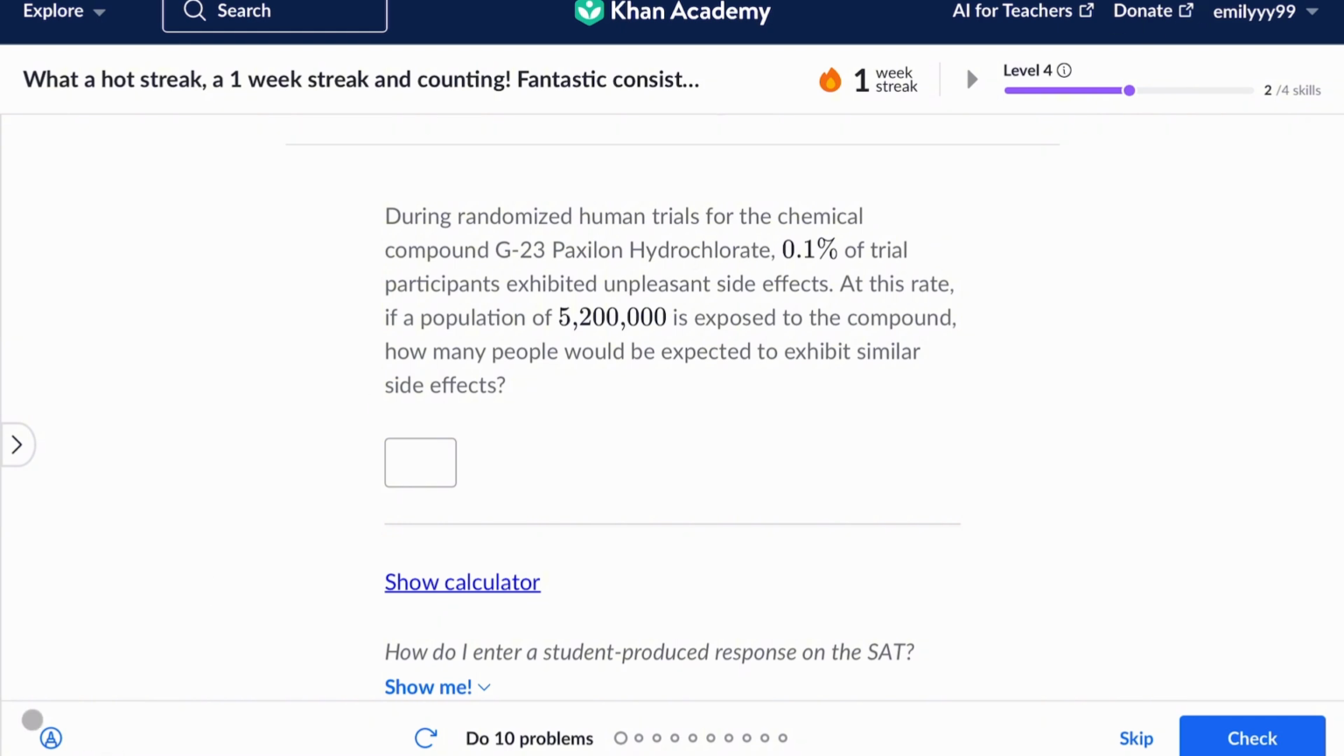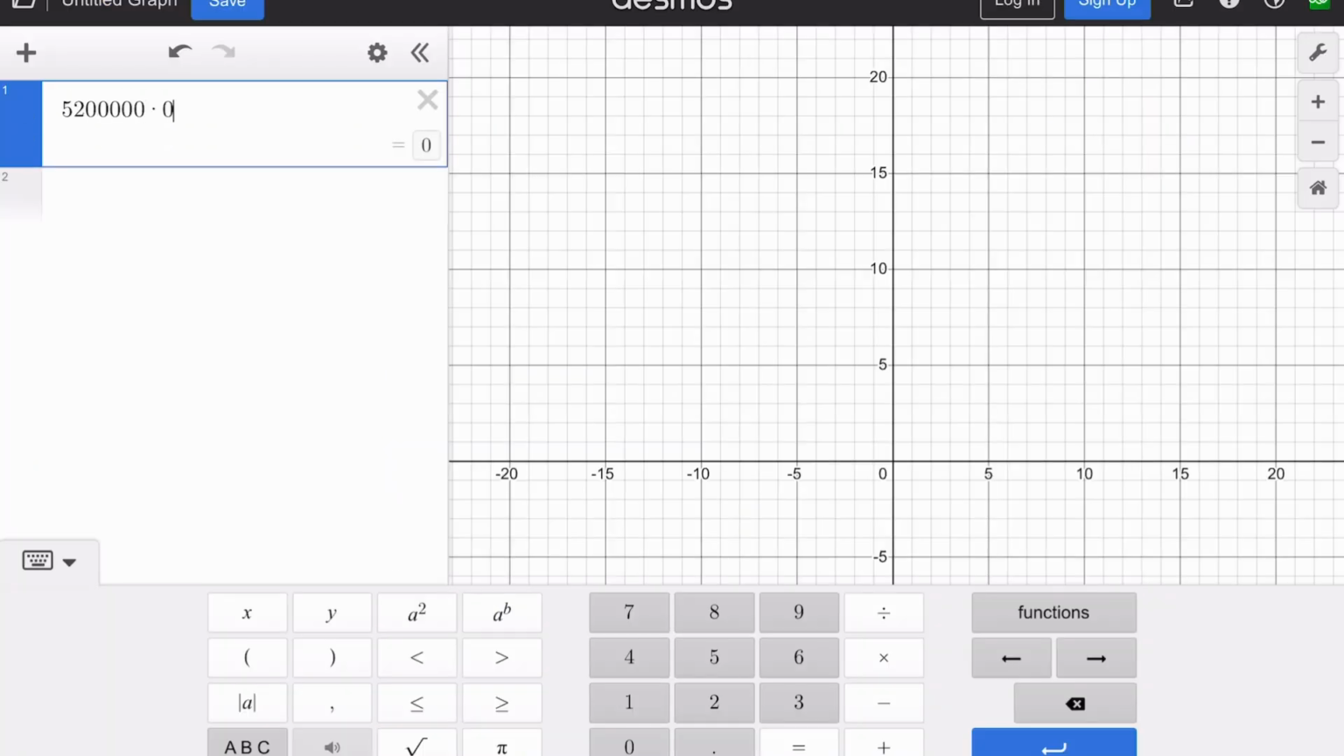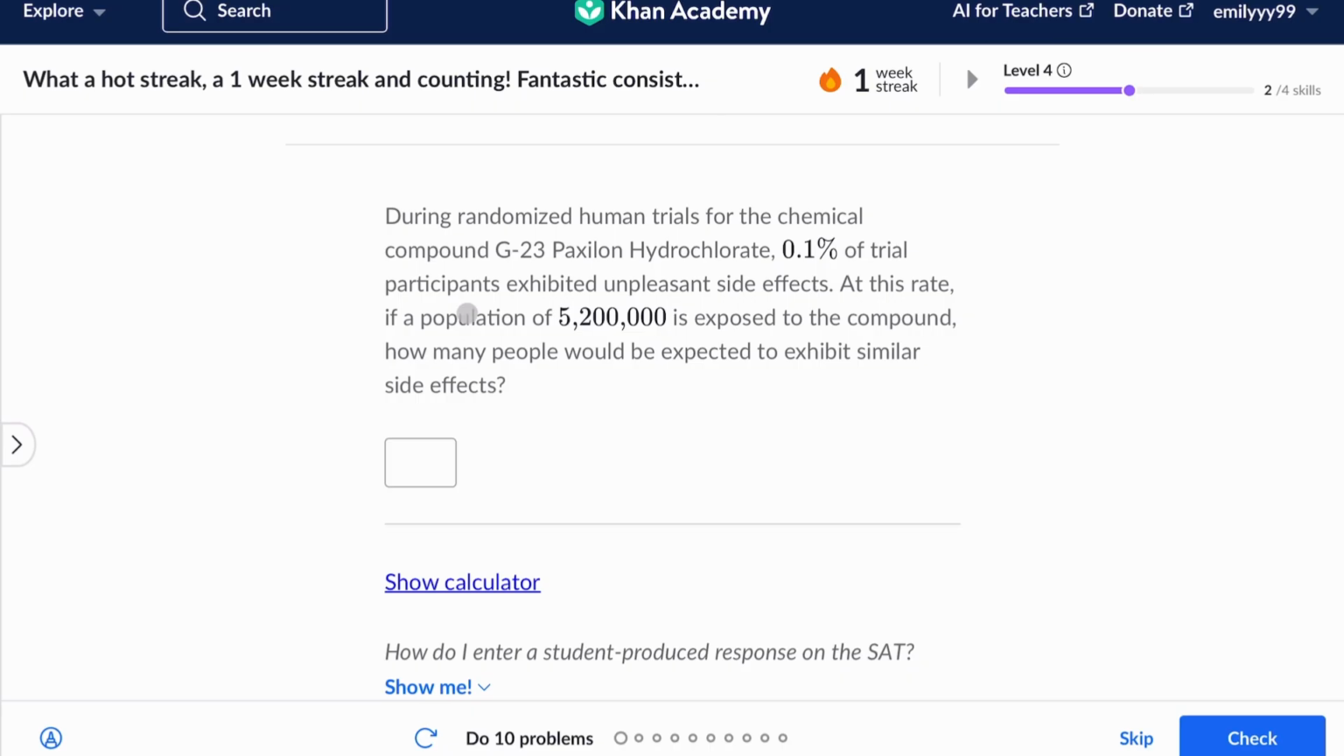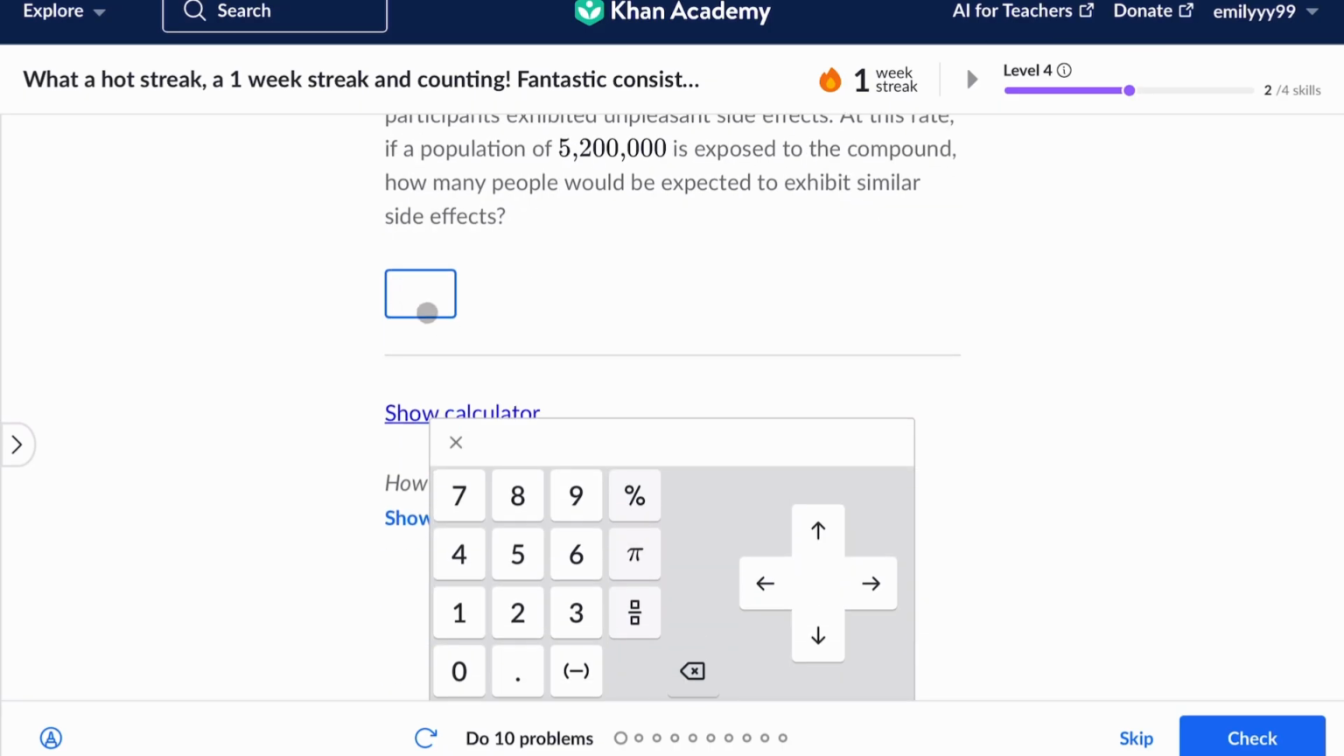Okay, so it's telling us that 0.1% of the trial exhibited that side effect. And they're telling us that 5,200,000 is at that trial. So then we just have to do 0.1% of 5,200,000. That number times 0.001. That's 0.1%, and so that's 5,200 people expecting to receive that side effect.